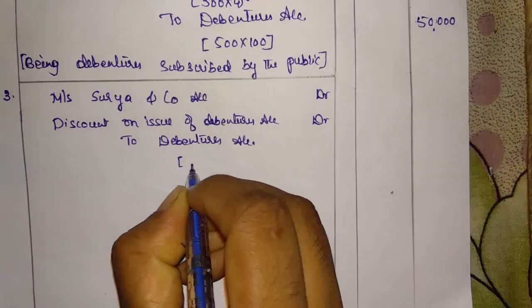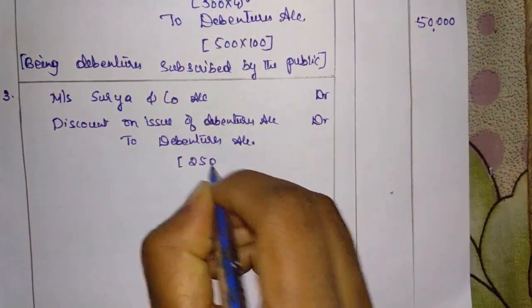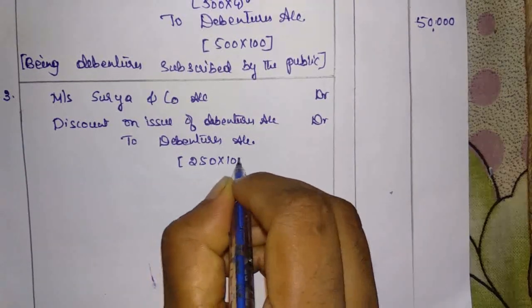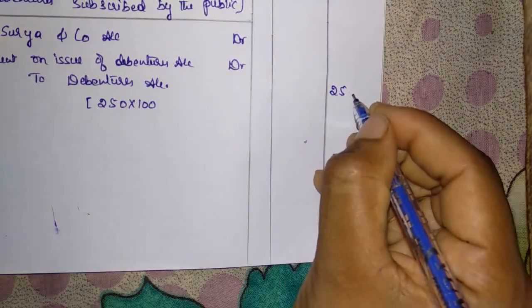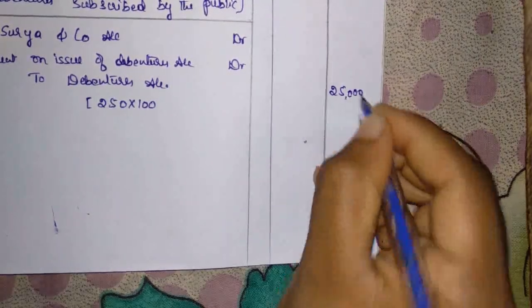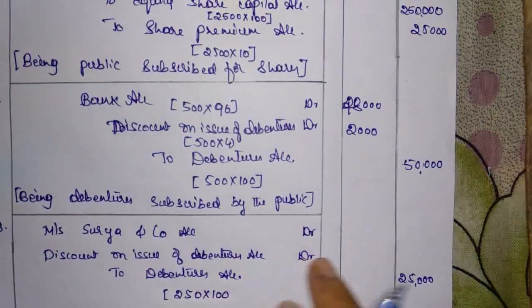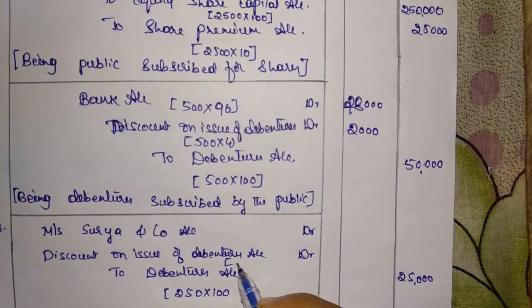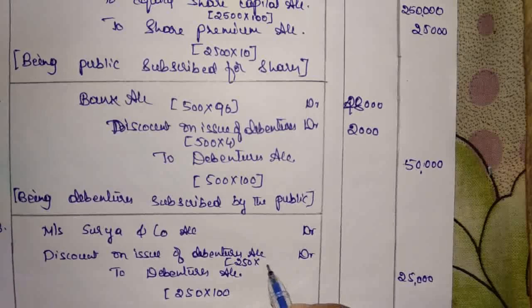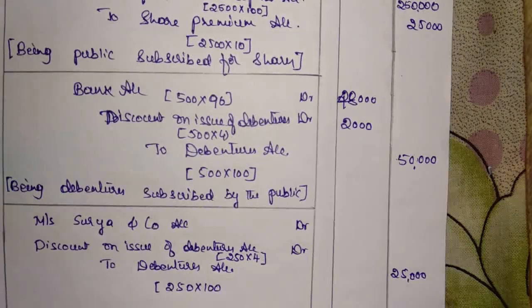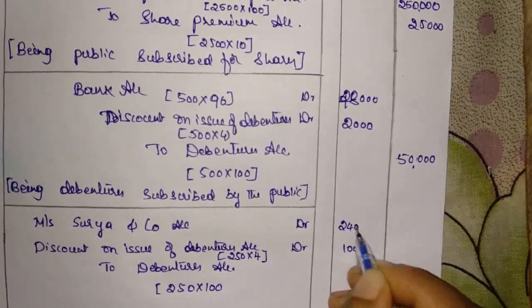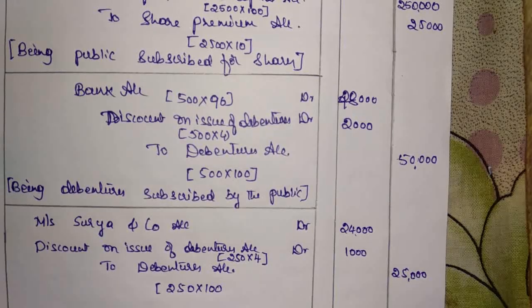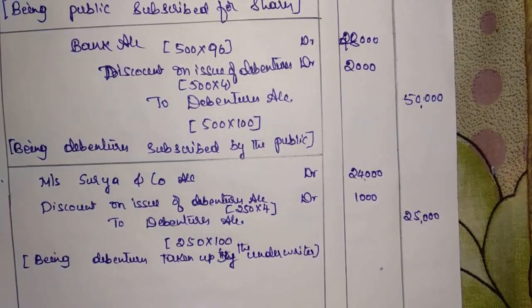So what is the total number of debentures to take up? That is 250 and its face value is 100. So total liability is 25,000. But debentures are issued at a discount. So total number of debentures 250 and discount amount 4, so 1,000 is the discount and the balance the underwriter needs to pay, that is 24,000. Being debentures taken up by the underwriter.